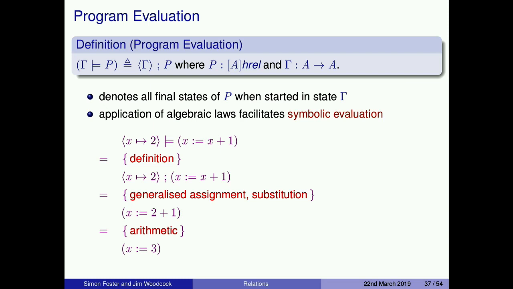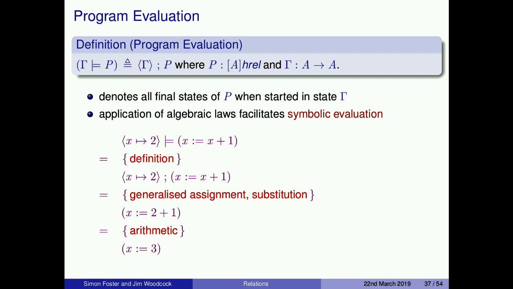And now what we can do is, we take all of our algebraic laws that we proved previously, and we can turn those into operational semantic laws, which then allows us to do symbolic evaluation. So here's a simple example. So if I've got a very simple program that just adds 1 to x, and I start it in this context where x has the value 2, then I can now apply my algebraic laws to symbolically evaluate this.